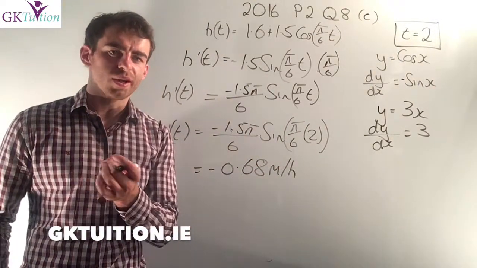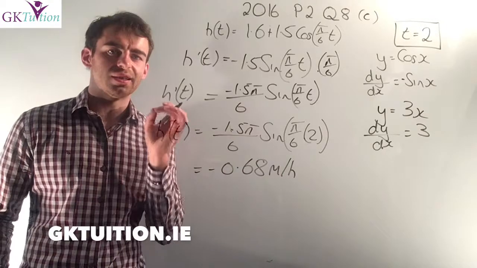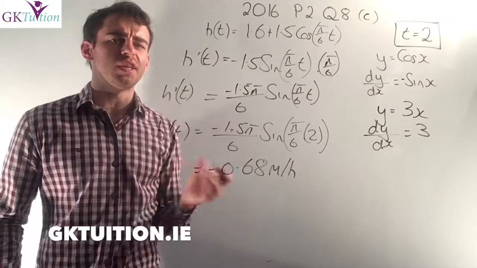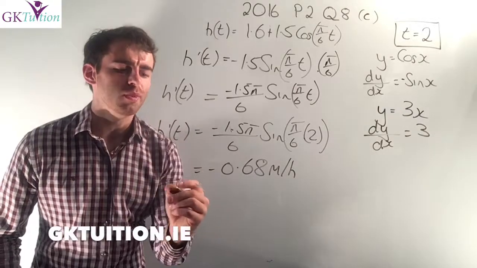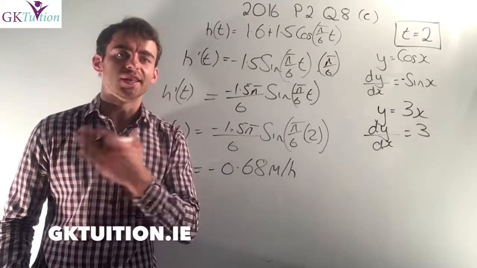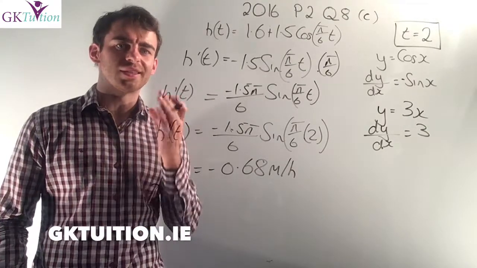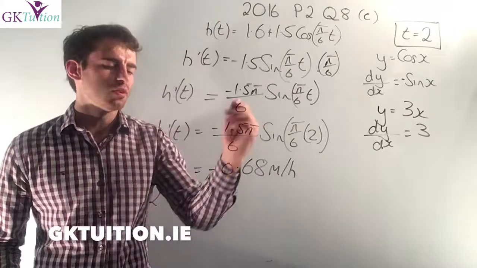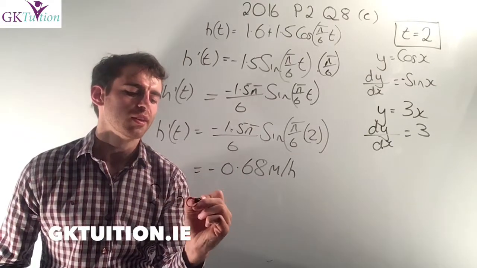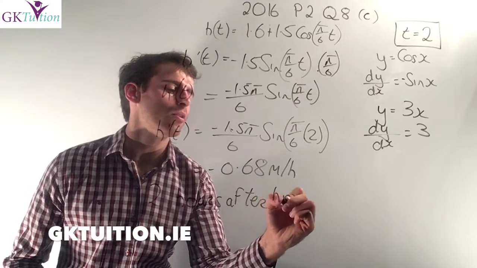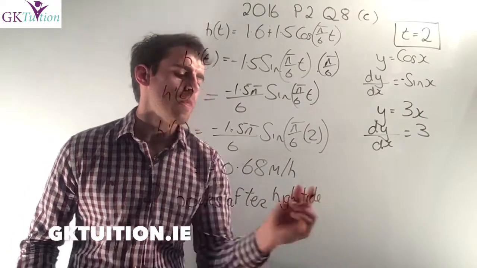Now, the next part of the question asks me to explain what that means in the context of the question. So first of all, we have to figure out what t equals 2 means. T equals 2 means that it's 2 hours since high tide. Remember, at the start of the question, it told me that t represents the time since high tide. So if t equals 2, that means it's 2 hours after high tide.